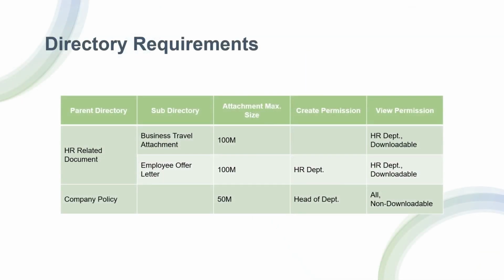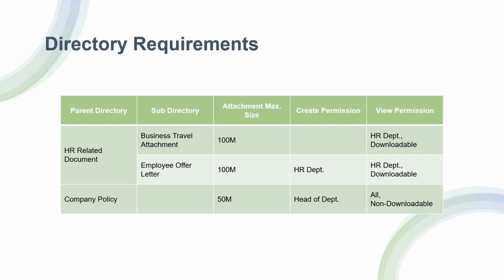Next, let me show you the directories we're going to configure today. In this training session, we will build the knowledge portal for the company named Viva Demo. We'll build a parent directory called HR related document and its subdirectories, business travel attachment and employee offer letter, based on the requirements provided. Before that, I will use the parent directory company policy that I built to show you what we can do in the knowledge portal.